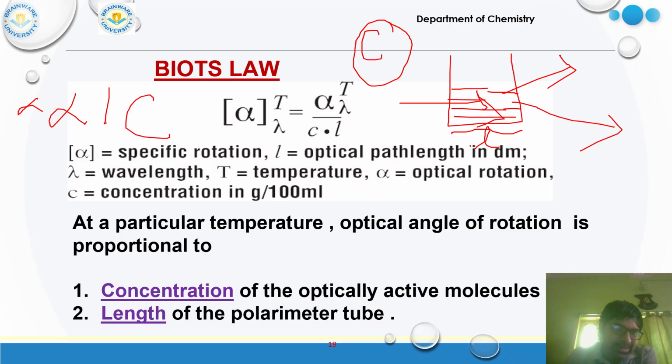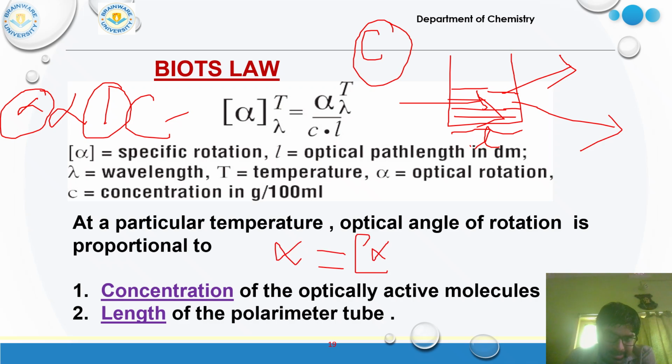So alpha means angle of rotation. It is proportional to L, where L means the length of the polarimeter tube, and C means the concentration of the molecule. In order to remove the proportionality, we have to give a constant. So here the constant is alpha lambda T, so alpha equals alpha lambda T times LC. What is alpha lambda T? It is known as specific rotation.